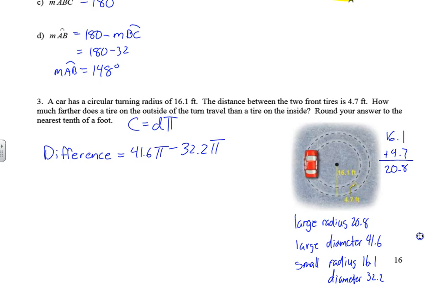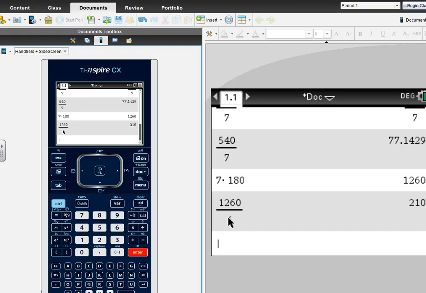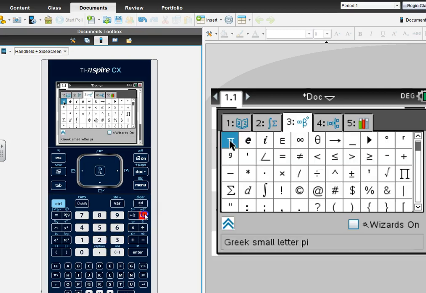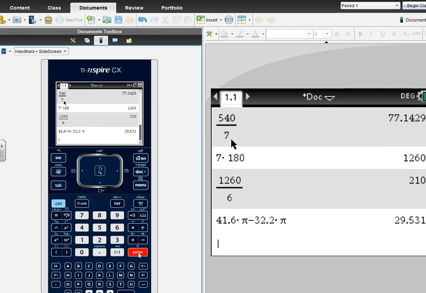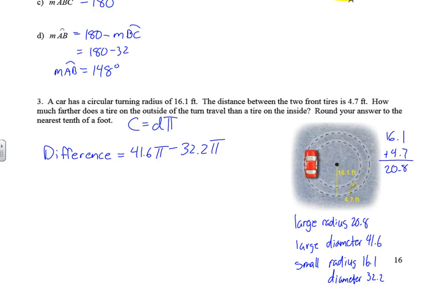And we might forget that we have to find the diameter in that case. So it's going to be 41.6 pi minus 32.2 pi, which is 29.531. So the difference would be 29.531 to the nearest tenth of a foot. So that tire is going to be 29.5 feet.